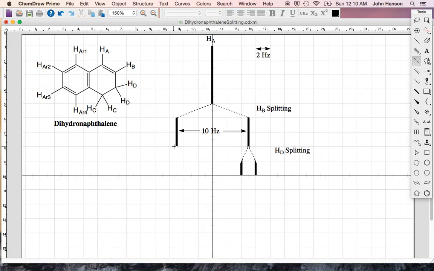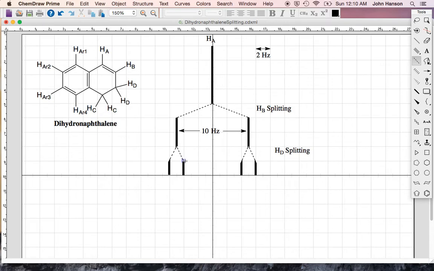And I need to do the same thing over on this signal. Here's where I start in the middle. I go over 1 hertz right there and make that half height. And I'm going to come over here and do this one. Same thing. There we go. And now, if I only had 1 HD, I'd have this pattern.